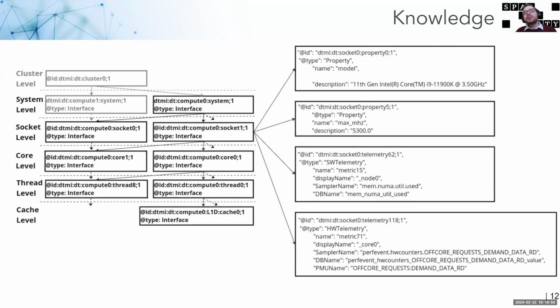Next to the system level, we have socket level interfaces. In our socket level interfaces, as the name suggests, it is the properties and telemetries and hierarchical relations that are about a socket on the target system. Of course, it can capture the normal topology of the target system, and each socket has its own subtree in the knowledge base.